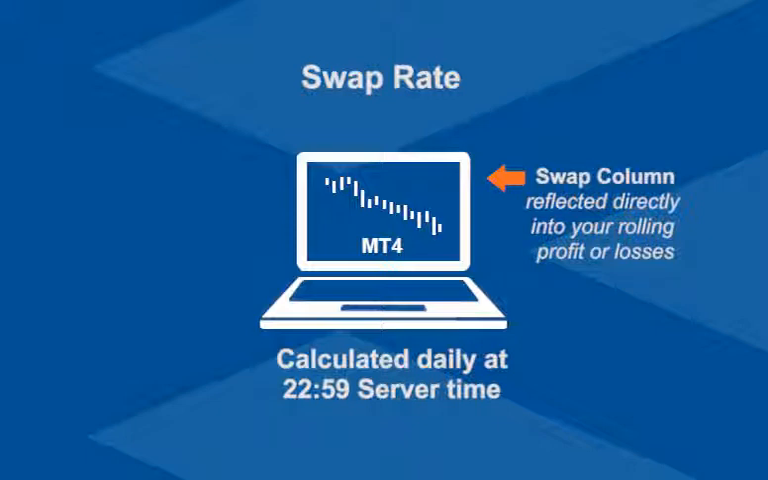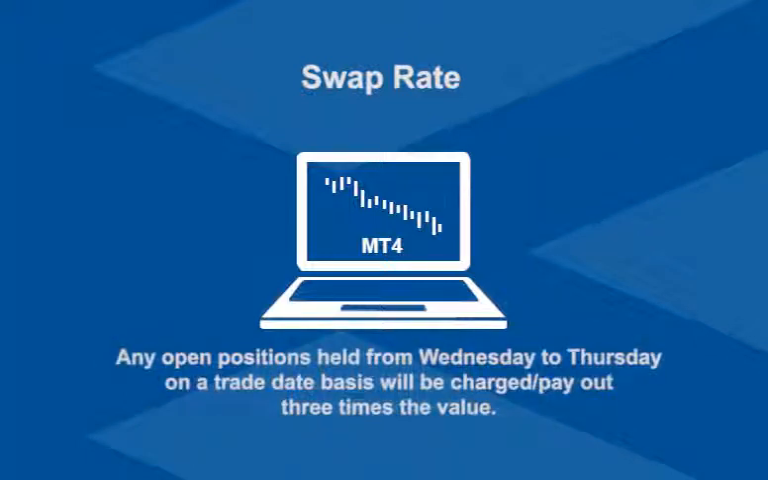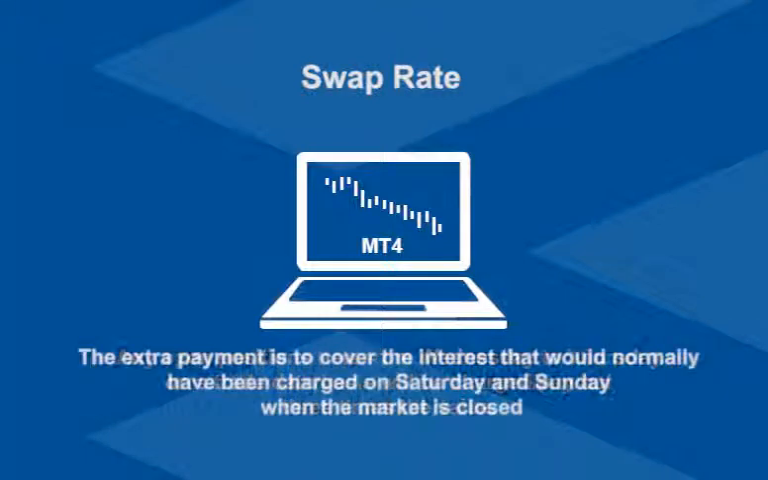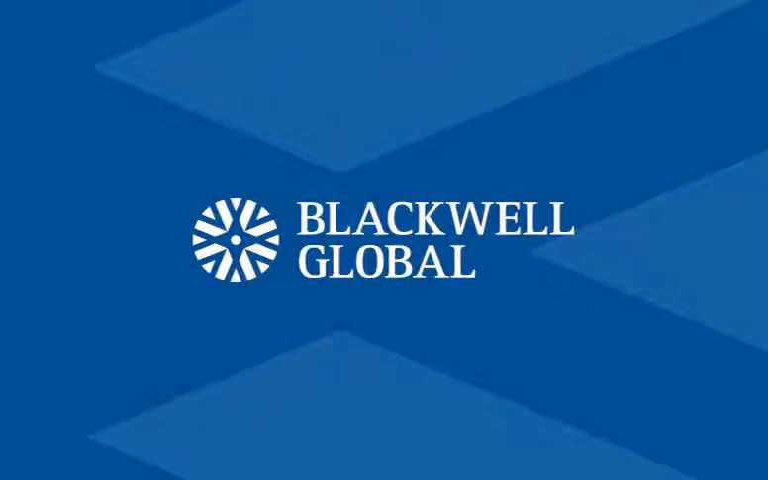This will be reflected on the swap column in your trade window, and it will be calculated directly on your rolling profit or losses. It's also worth noting that any open positions held from Wednesday to Thursday on a trade date basis will be charged out 3 times the normal value. The extra payment is to cover the interest that would normally have been charged on Saturday and Sunday when the market is closed. With this, we end the tutorial on margin trading and swap rate.